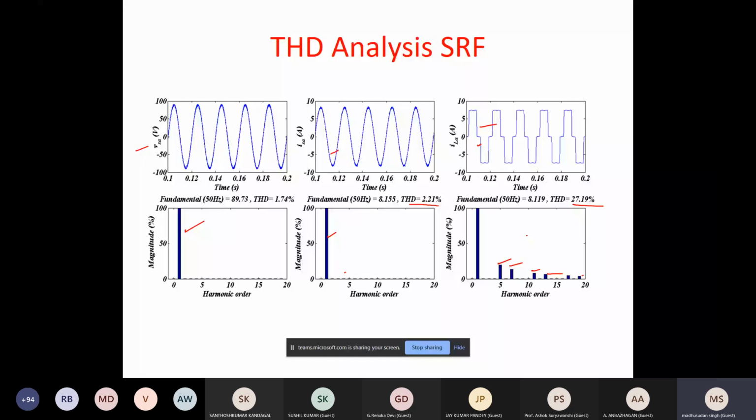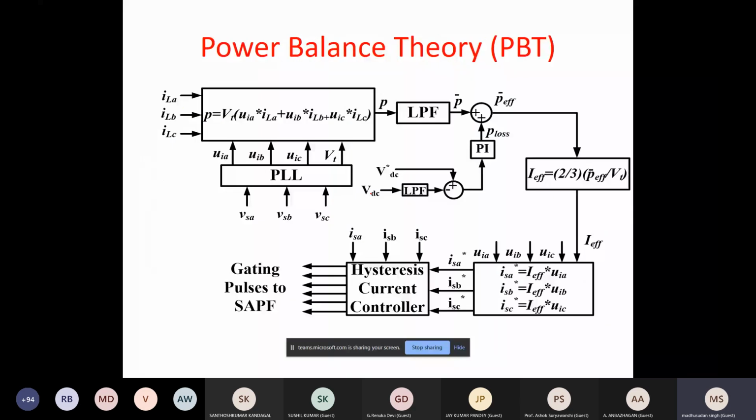So this is a very conventional theory, I hope, for power quality. Another is the power balance theory. I hope this is also based on the power relation.